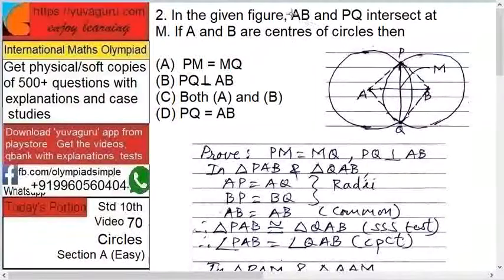Next, in the given figure, AB and PQ intersect each other at M. If A and B are centers of the circle, then which of the following is true? PM equals to MQ, PM perpendicular to AB, then both A and B, and PQ equals to AB. Basically both A and B are true, because PM will always be perpendicular to AB and PM will be equal to MQ, right? Because just now we saw it in the first problem, but we'll prove that, not that difficult.